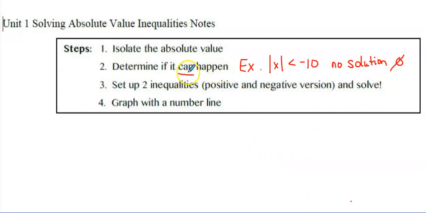If it can happen, then you set up two inequalities just like you did with the equations. Positive version, negative version. The negative version is a little bit different, and I'll show you what it looks like, and then you solve the inequalities, and then we're going to graph. We are also going to do, on most of ours, interval notation also. So add that here somewhere, that I expect to also see interval notation.